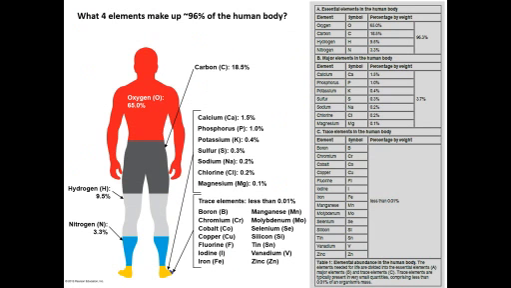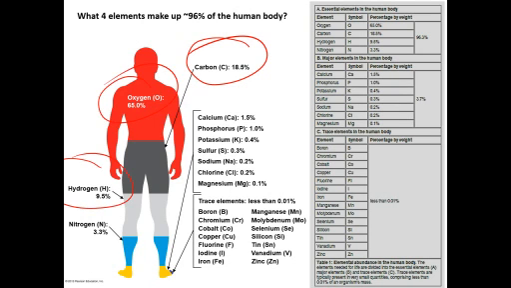Thinking about these elements, there are four elements that are important for living organisms because they make up a majority of us. You have carbon, oxygen, hydrogen, and nitrogen. These are the four major elements that are important. There are other elements that are also essential, things like phosphorus.